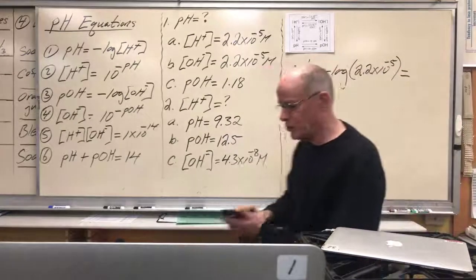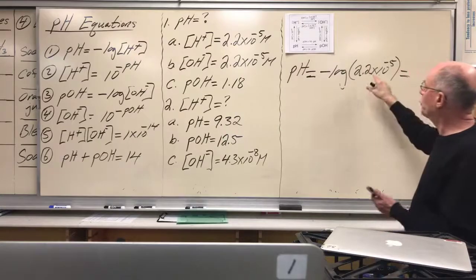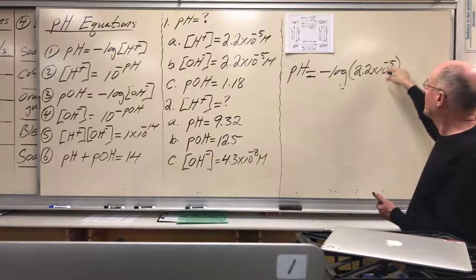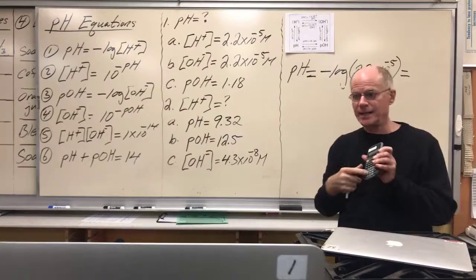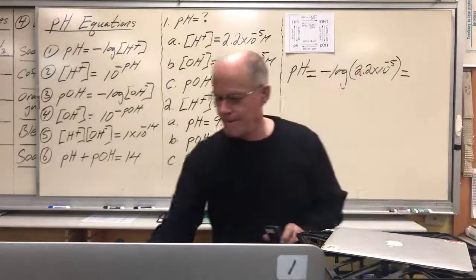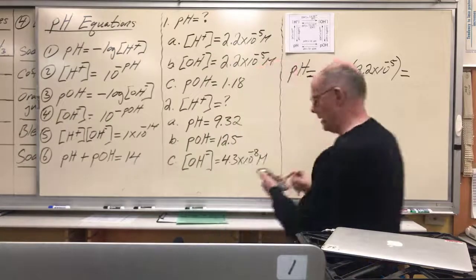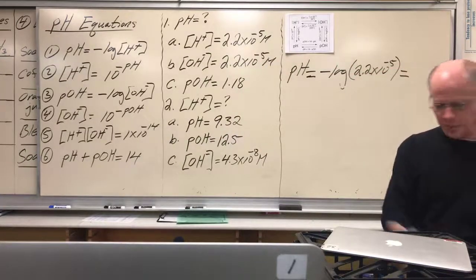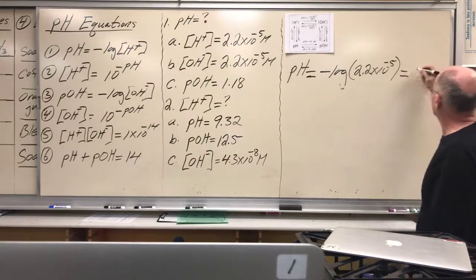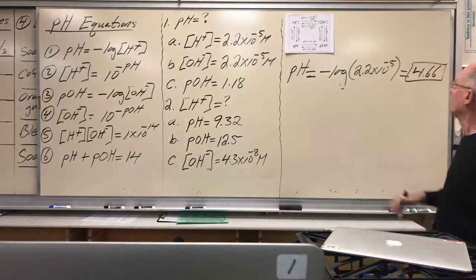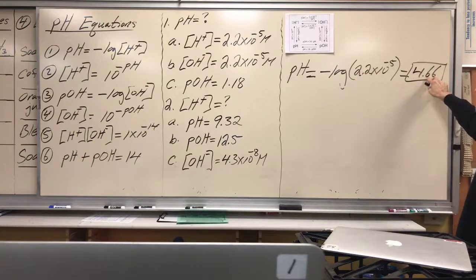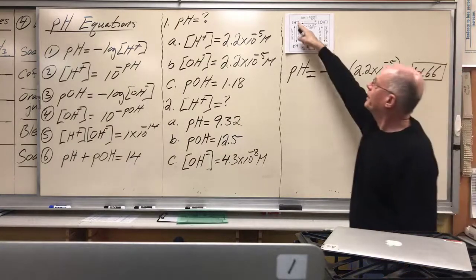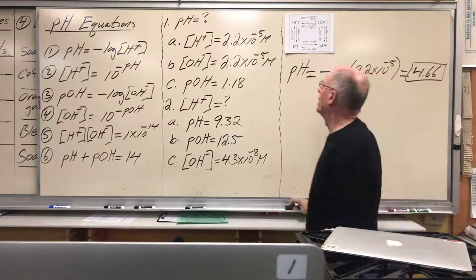Now to type this into your calculator, it would be 2.2 EE and then 5, and then change the sign on it, the change sign key next to the equal button. And you get 4.66. Remember, 2 significant figures, so 2 decimal places. Here to here.